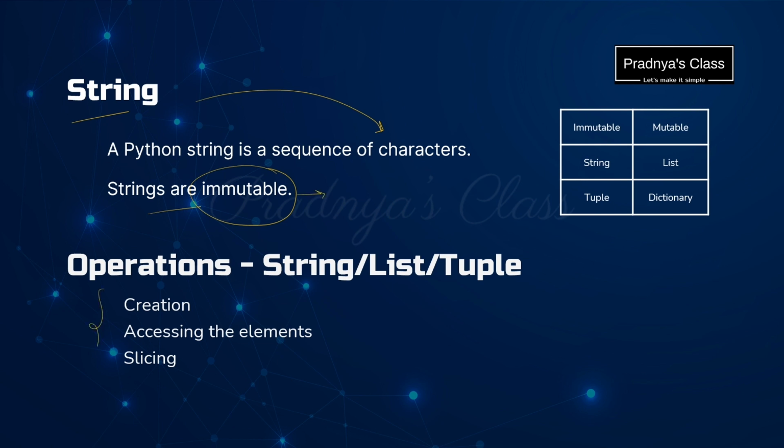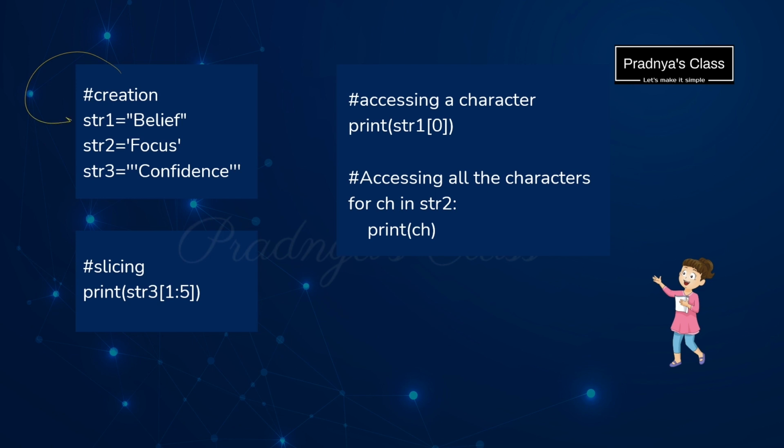Here are some of the operations which we can perform on string. We can create a string, we can access the elements of the string, which we do using index. And the third operation which we can perform on string is slicing. Slicing means extracting a portion of the string. We can create a string by enclosing the characters in double quotes, in single quotes, or we can use triple single quotes or triple double quotes too.